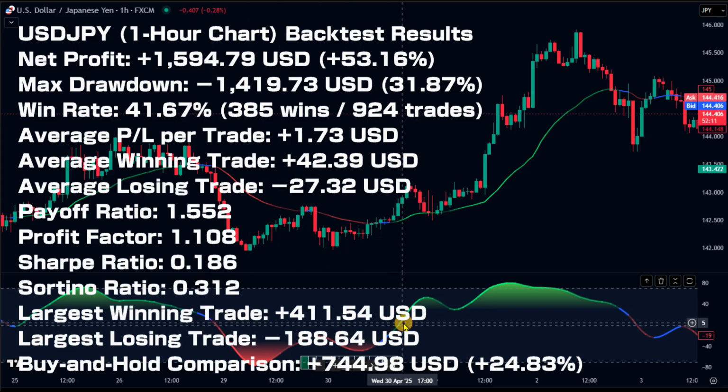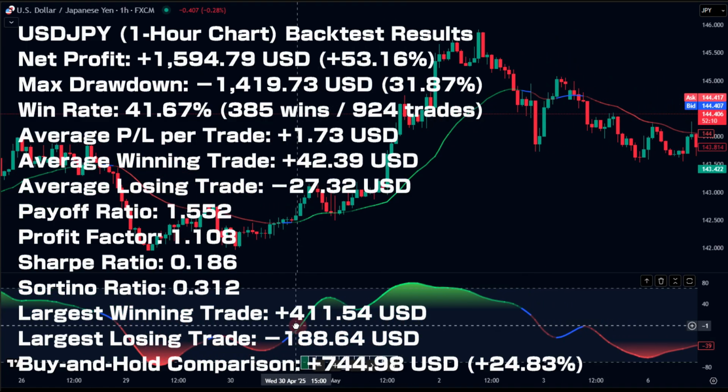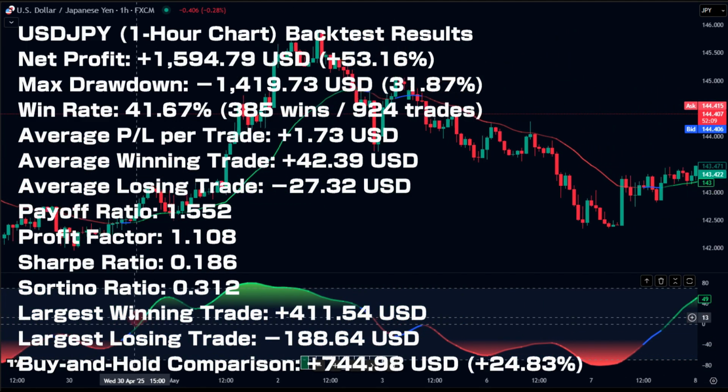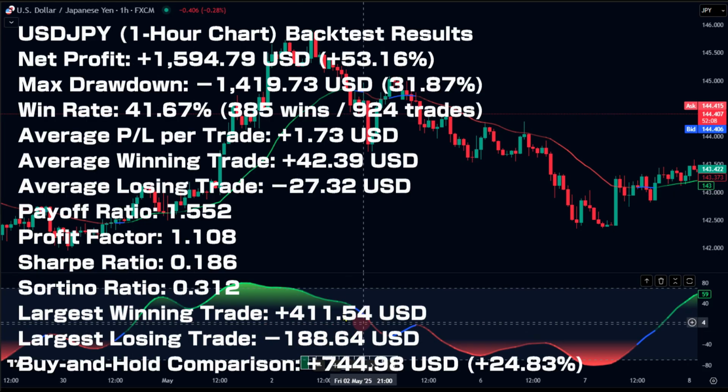Maximum drawdown, minus 1,419.73 USD, 31.87%. Win rate, 41.67%, 385 wins out of 924 trades. Average profit per trade, plus 1.73 USD. Average winning trade, plus 42.39 USD. Average losing trade, minus 27.32 USD.